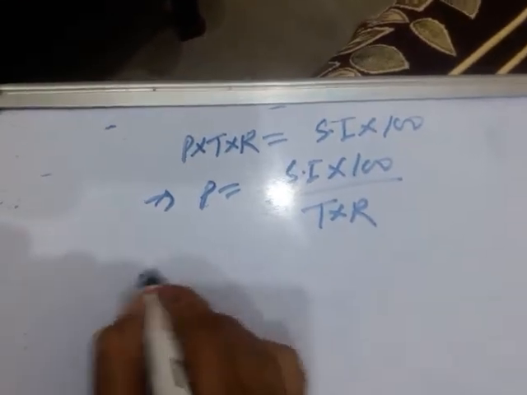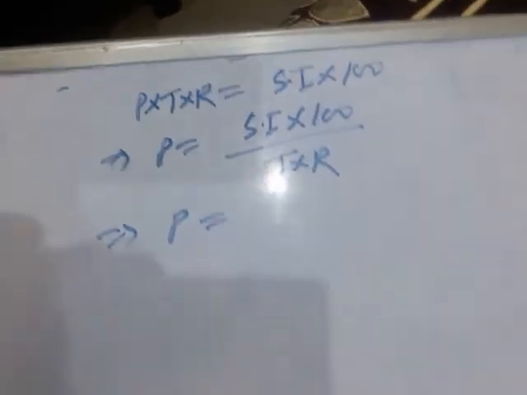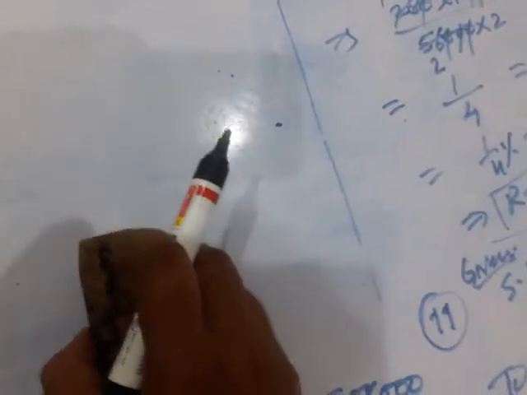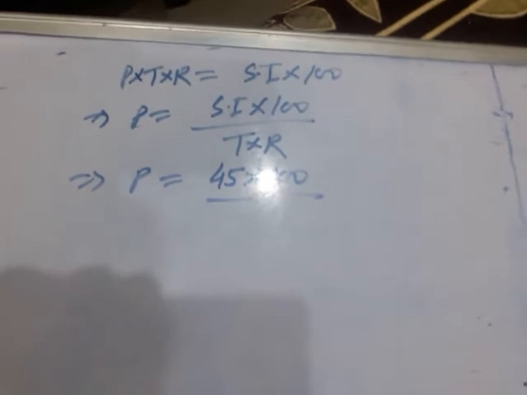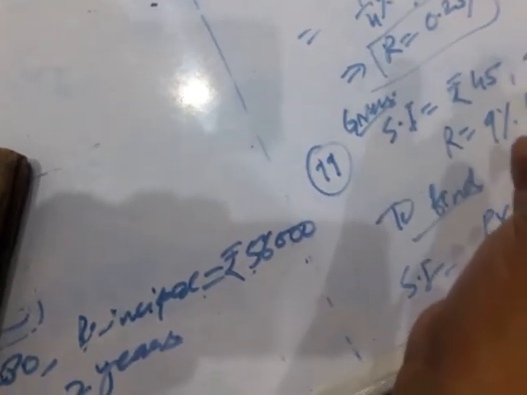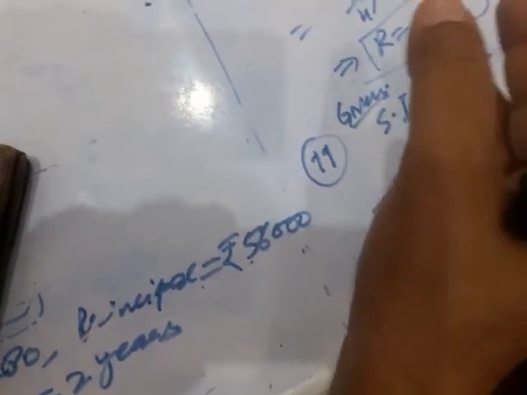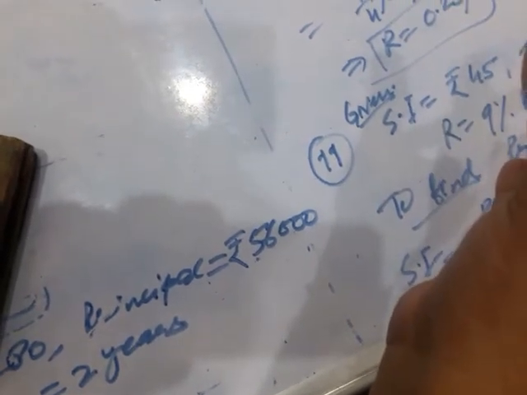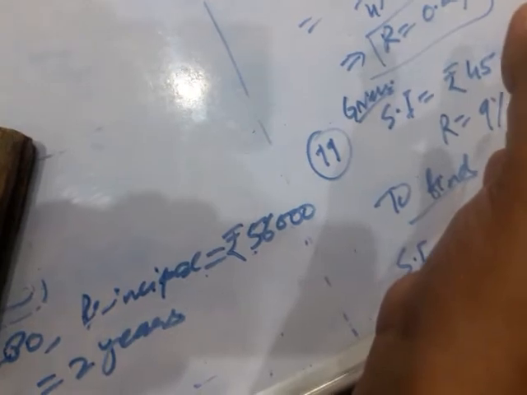Now put the values here. This implies that P equals, what is simple interest? Simple interest is given to be rupees 45. Clear? Multiply by 100 upon, what is time? What is time, children, over here? We have to find out the interest, that is your principal. If Meena gives an interest of rupees 45 for 1 year at 9% rate per annum, what is the sum she has borrowed?